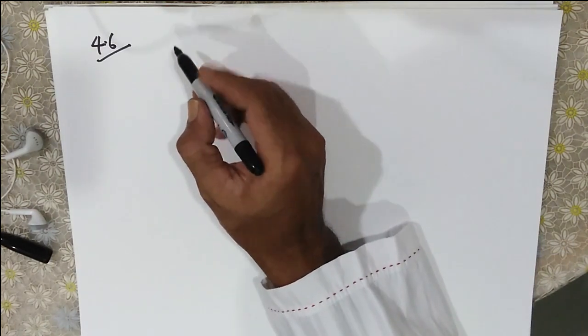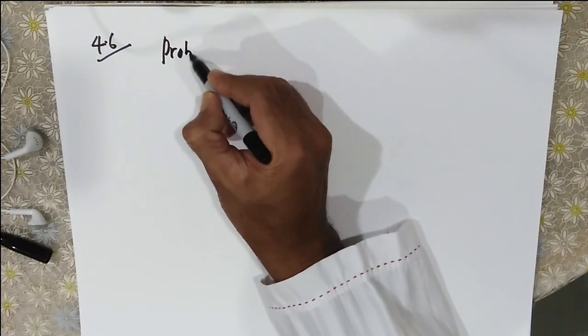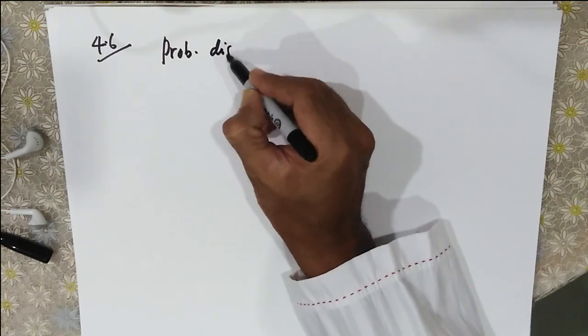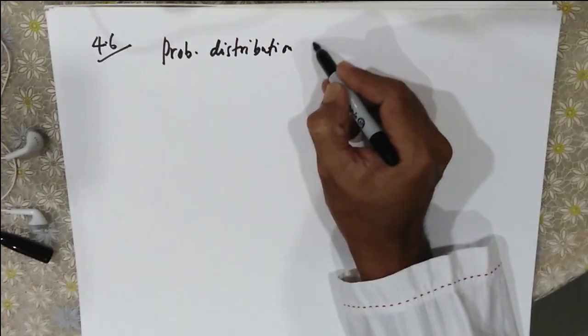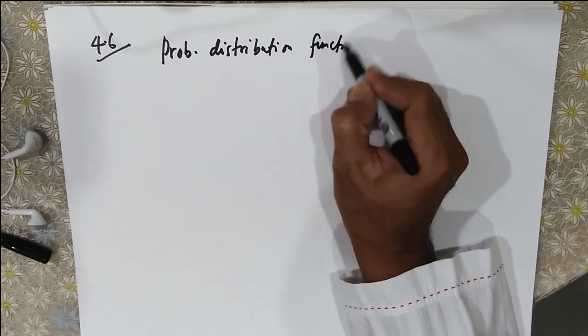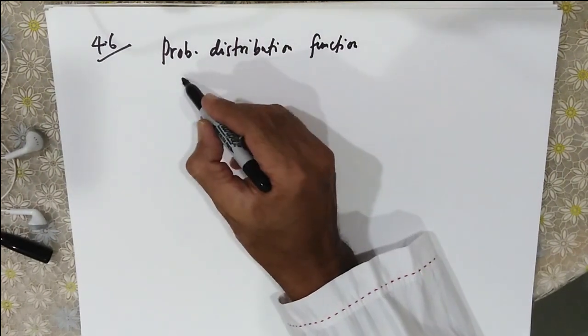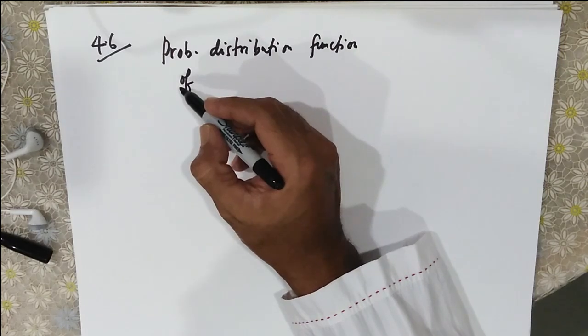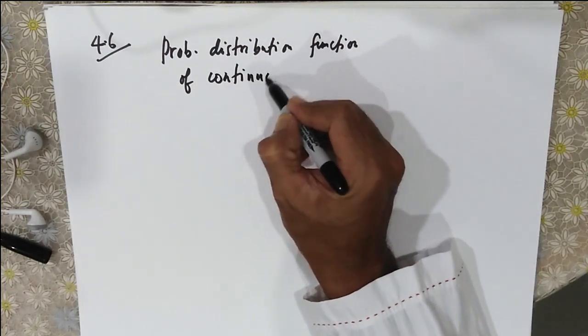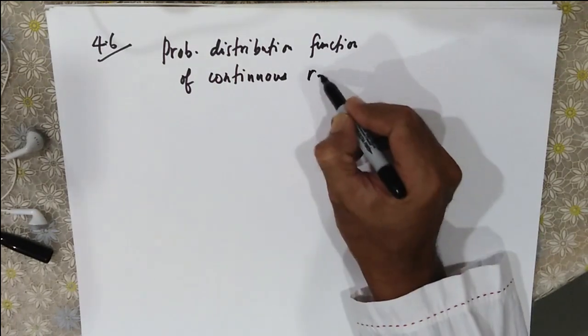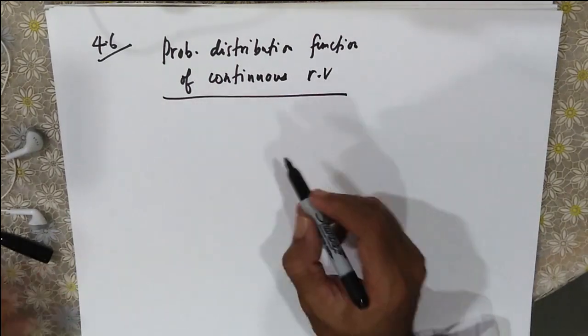Probability distribution function of a continuous random variable. Okay, this is 4.6.